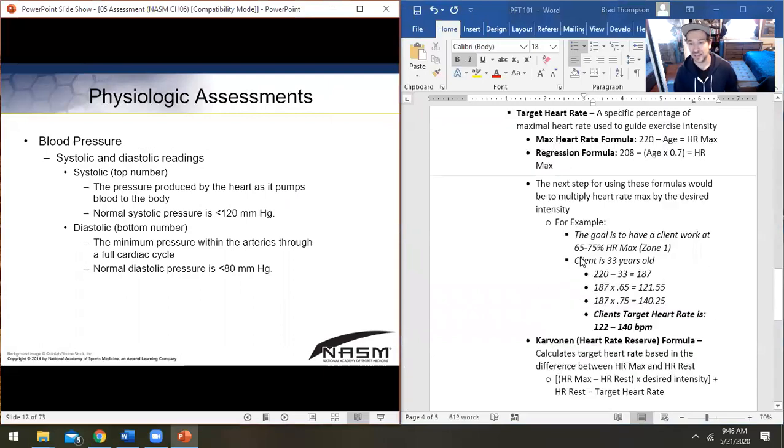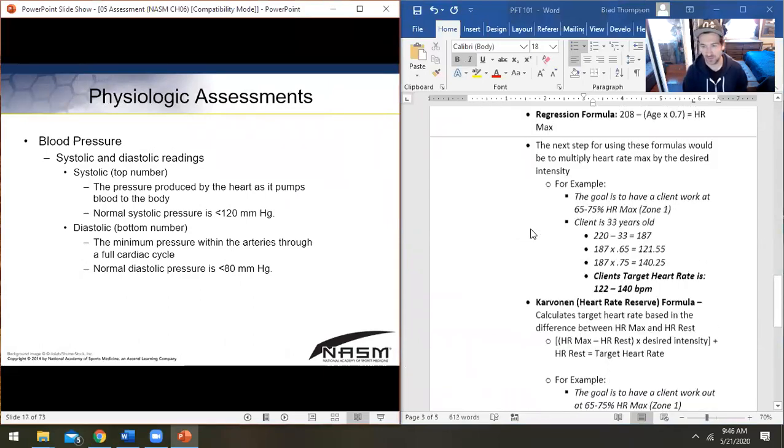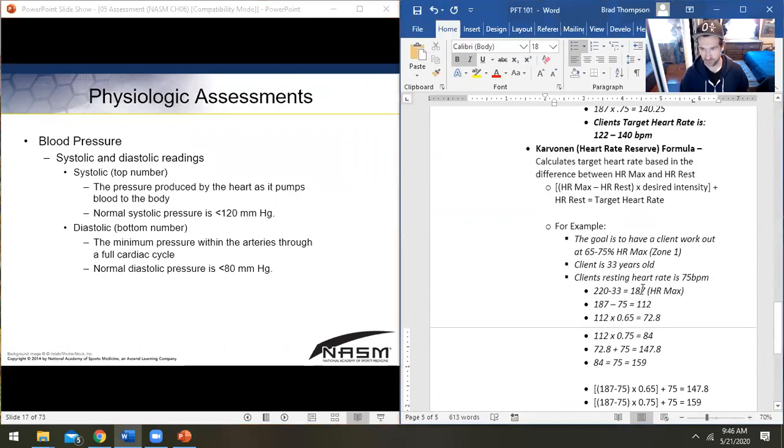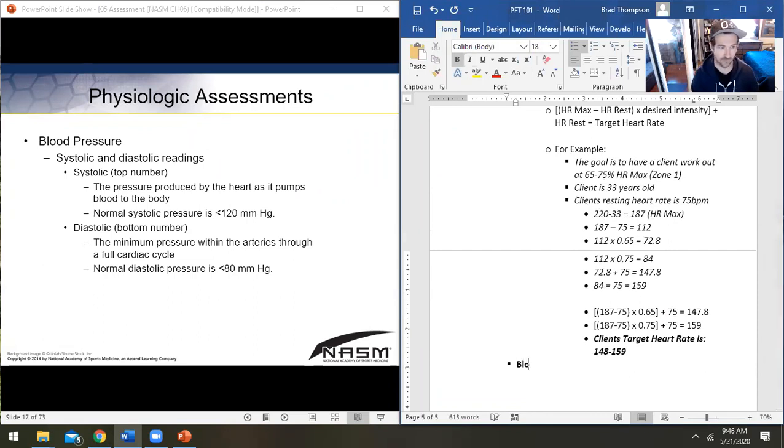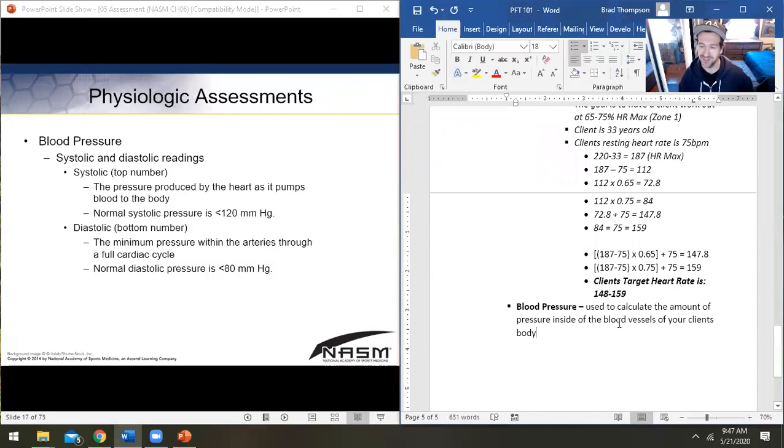All right, so our last in the category of physiologic assessments that we've got is also going to be blood pressure. This is going to be used to calculate the amount of pressure inside of the blood vessels. Not my best definition, but that's blood pressure, right?